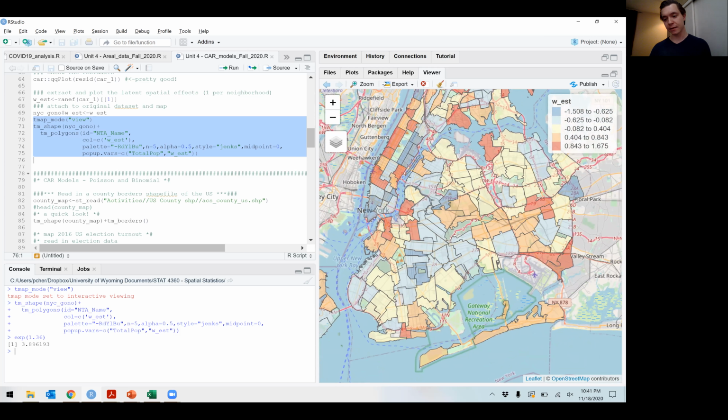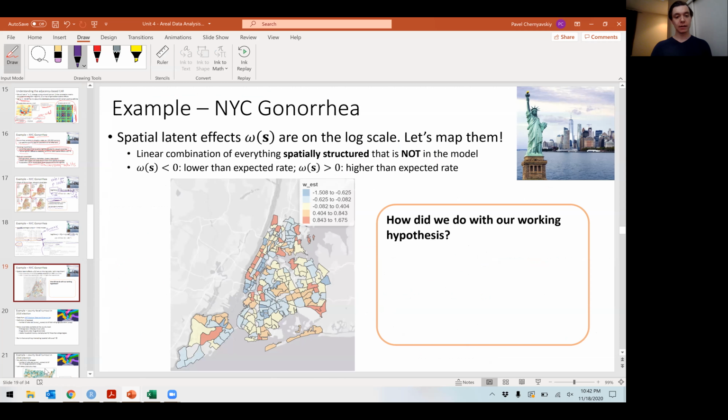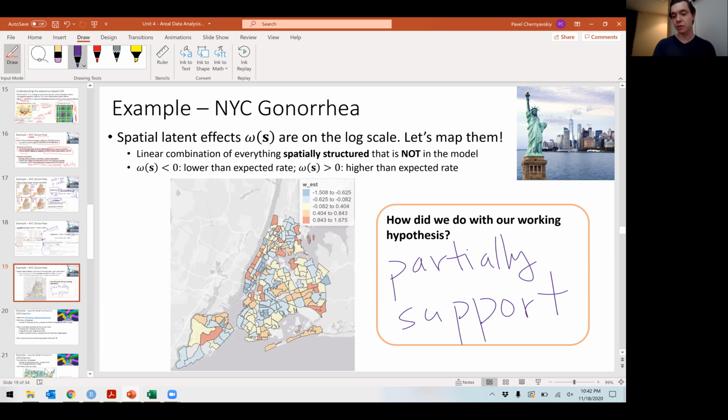It is interesting that the areas around JFK here are a little higher elevated. Where I grew up looks to be slightly elevated in terms of the gonorrhea. So we are calling this as partially supported, but not particularly strong. The latent effects are picking up something else. I'm sure you guys will let me know if you come up with a more plausible explanation.